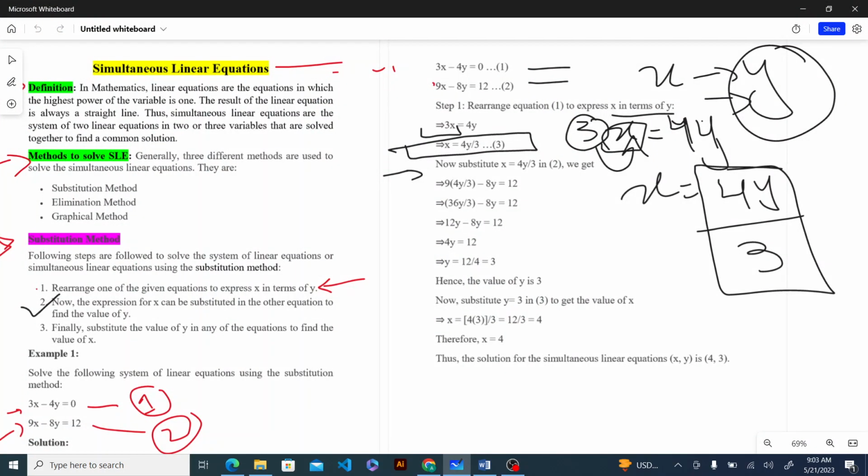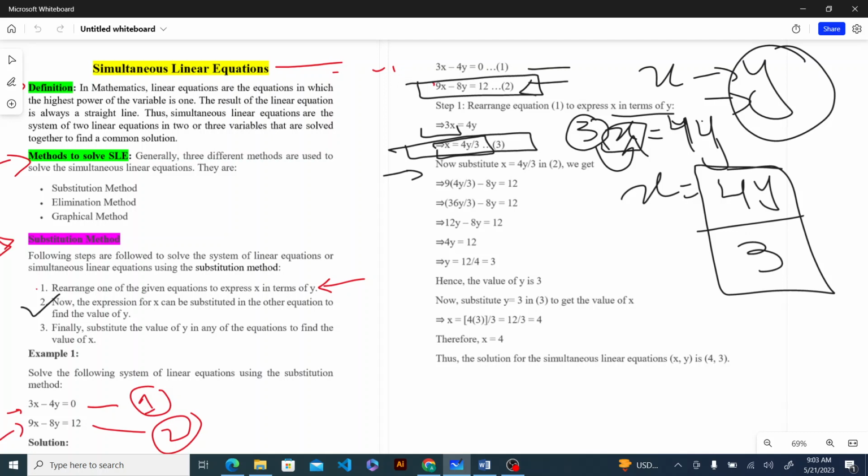The second step says, now the expression for x can be substituted in the other equation to find the value of y, as we have got the expression for x. Okay, because we have represented x in terms of y. So now we will put this value which we have found for x in the other equation, the second one, which we have given the number 2.